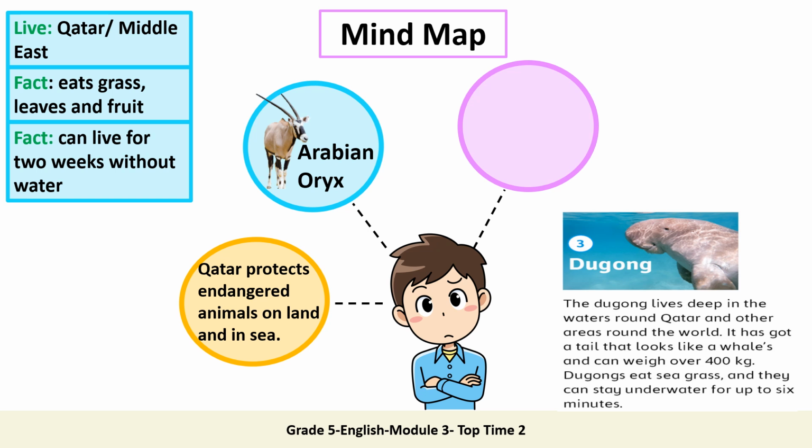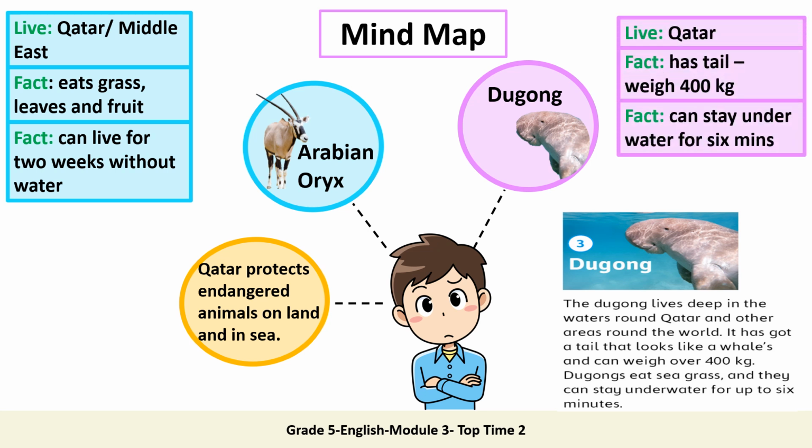Now it's your turn. Look at this paragraph. What is it talking about? Well done! About dugongs. Can you tell me now what are the key points in this paragraph? Excellent! A dugong lives in Qatar. We have two important facts here. Fact 1 has tail, weigh 400 kg, and the second fact can stay underwater for 6 minutes.